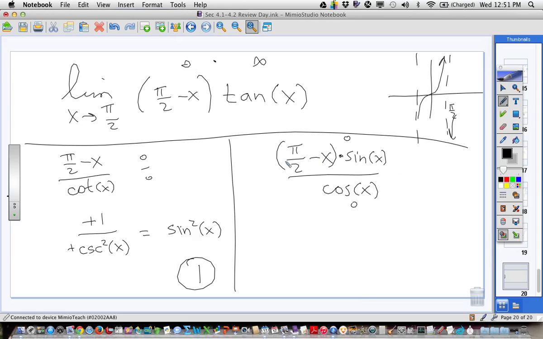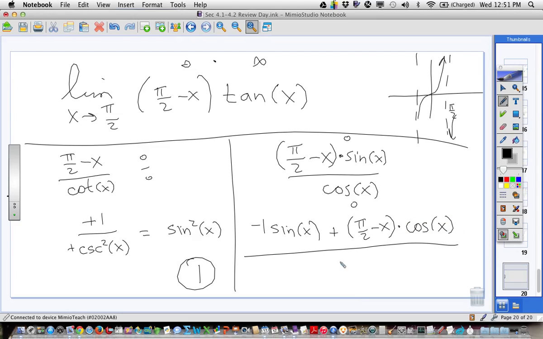Now the problem is when I do the derivative at the top, I have to do a product. So the derivative at the top would be negative 1, leave the sign alone, plus pi halves minus x times derivative of sine, which is cosine. So I have to do a product rule. And then the derivative of cosine is negative sine x.